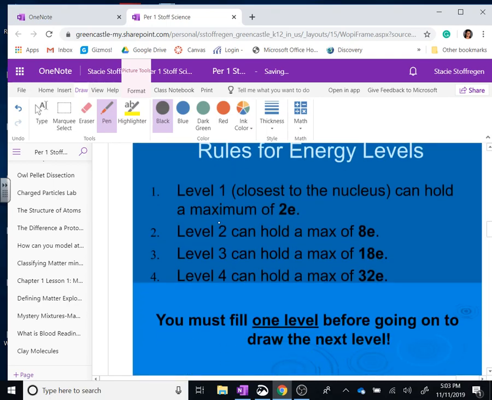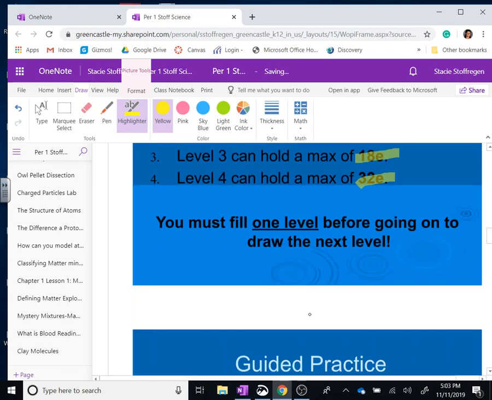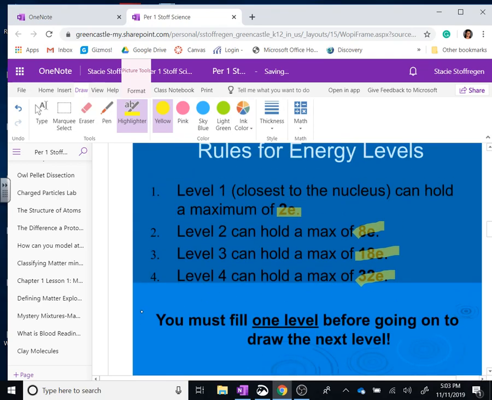So remember that the level closest to the nucleus holds 2 electrons. The second level can hold 8, the third 18, and the fourth 32. Okay, and you must always fill, this is very important, so we're going to put this as an asterisk here. You must always fill one level before going on to the next level. All right, so these are the rules. We've gone over them.